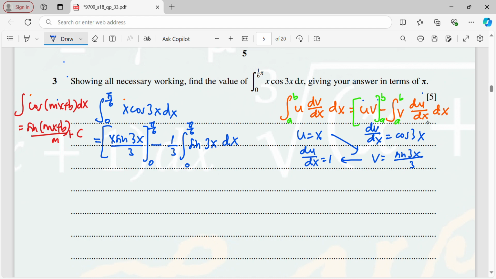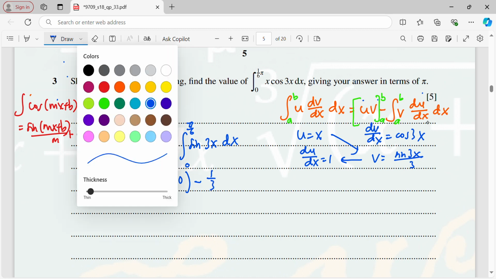So I will factorize this 3, so it will be 1 over 3. Then x sine 3x. The x is replaced by pi over 6. So I'll get pi over 6 sine 3x. So 3 times pi over 6, that is 3 pi over 6, that is also pi over 2. And then you minus when the x is replaced by 0. So probably I just close the bracket later. So when the x is 0, the whole term is 0.